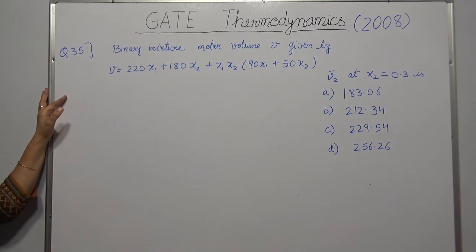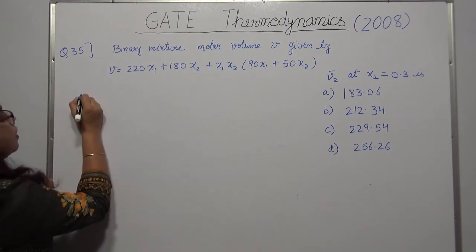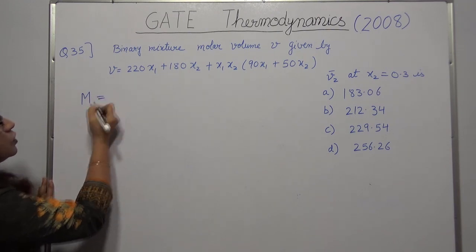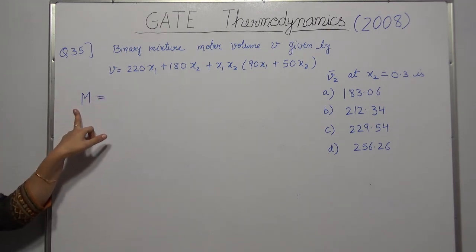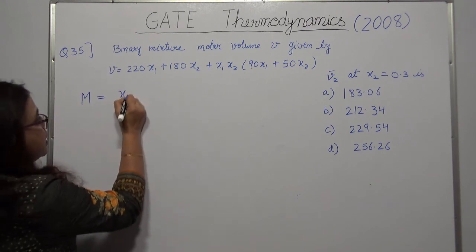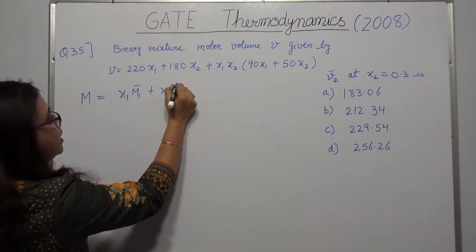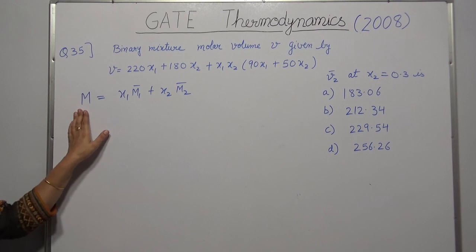We have done a similar problem in one of the previous videos, but again we will derive the equation and use it over here. So let's write down the two equations which we use. You know what the summability rule is. Let's say that if M is any extensive property, then I can write my summability relation for a binary solution as M = x1 m1 bar plus x2 m2 bar. So this is my summability relation.